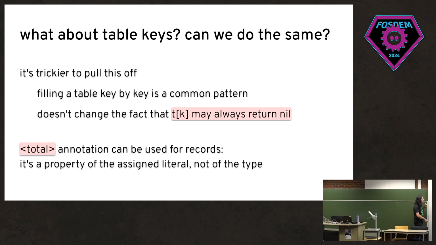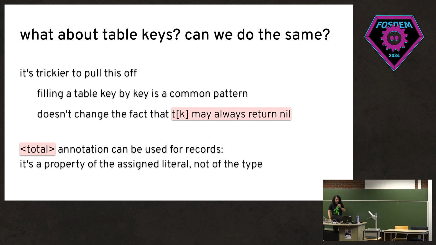Can we do that? It's trickier to pull off, right? Because even if you want to say this key is optional, this key is mandatory, one thing that people do in Lua all the time is start a table with an open and close bracket, which is an empty table, and start filling the elements one by one. So after the table is ready, that argument is no longer optional, but it's optional for a while, and it's a very common pattern.